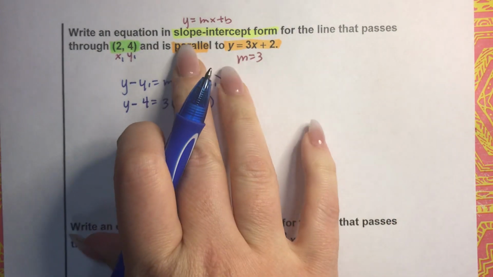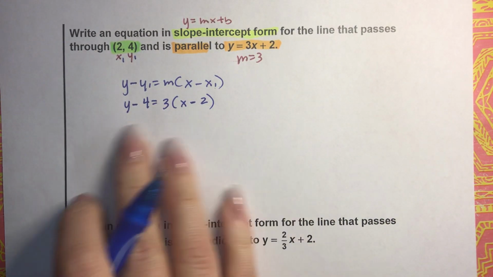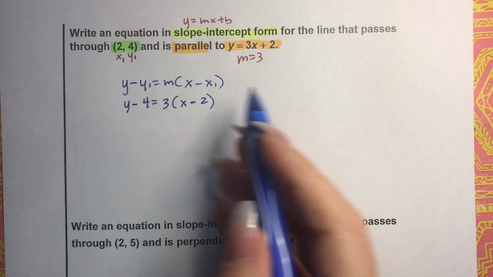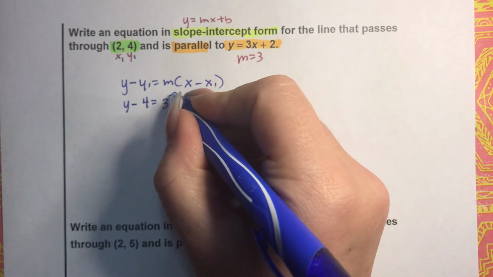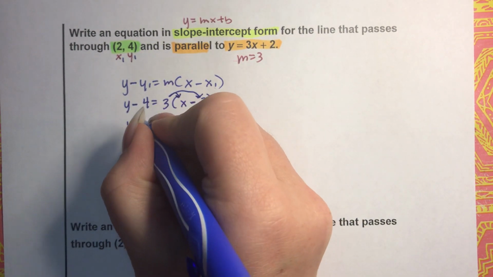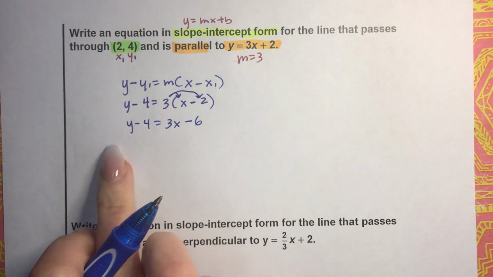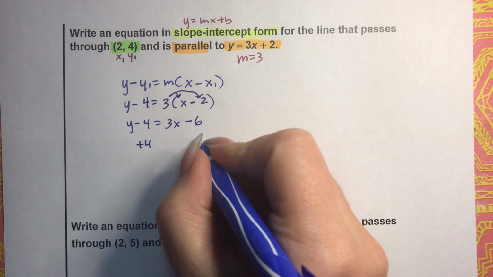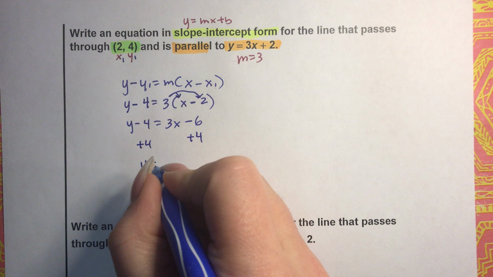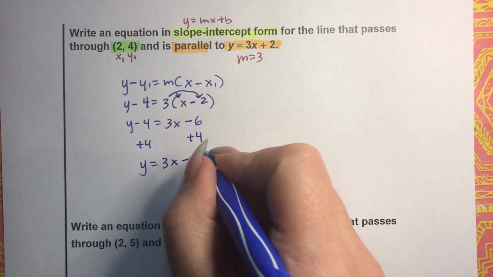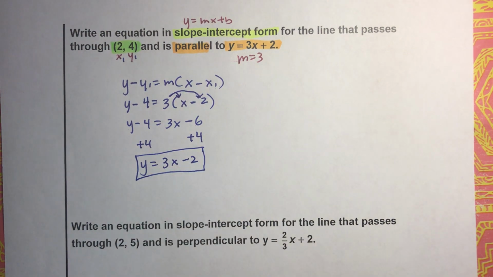And now we just need to put it into slope-intercept form. This is in point-slope form, right? But we can put it into slope-intercept form just by solving for y. So we need to distribute this 3 first. 3 times x is 3x, 3 times negative 2 is negative 6, and then just solve for y. So we're gonna add 4 to both sides. And we end up with y equals 3x, negative 6 plus 4 is minus 2. And there is our answer. That's the equation of our line. We did it. Woohoo! All right, on to the next one.